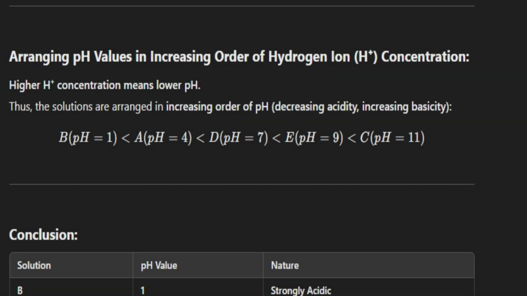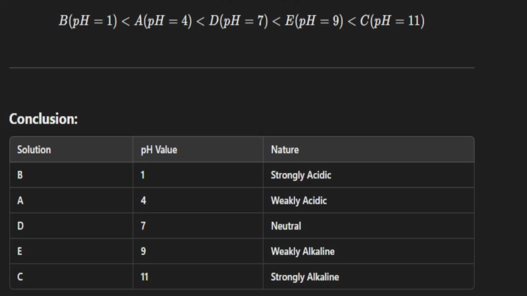Conclusion. Solution, pH value, nature: B, 1, strongly acidic; A, 4, weakly acidic; D, 7, neutral; A, 9, weakly alkaline; C, 11, strongly alkaline.